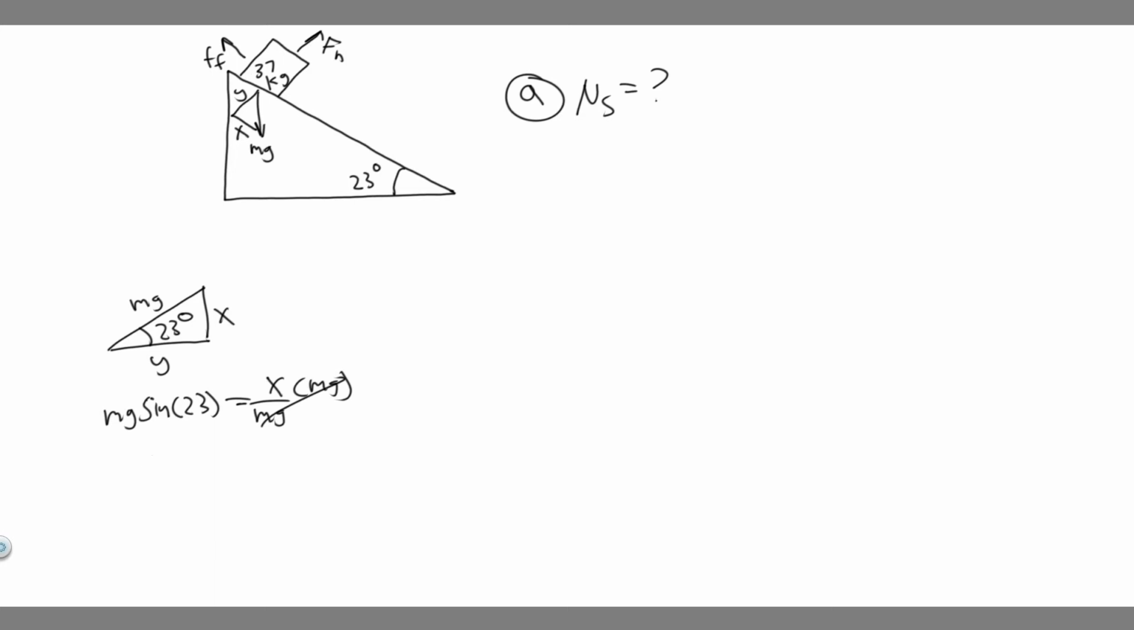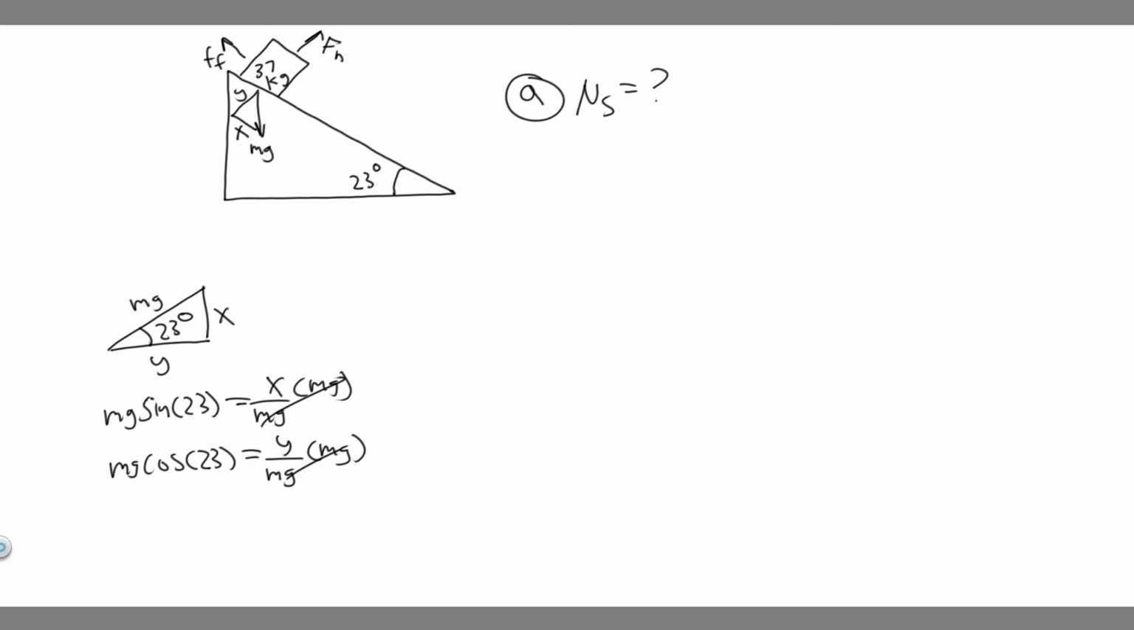And then for y, you use cosine. The cosine of 23 is equal to adjacent over hypotenuse, so y over mg. Multiply both sides by mg, and you get mg times the cosine of 23. So these are going to be the x and y components of your weight force. Now we've made every single force either in the x or y. The force of friction and F sub n, this is in the x and this was already in the y, so we don't have to take the components of it.